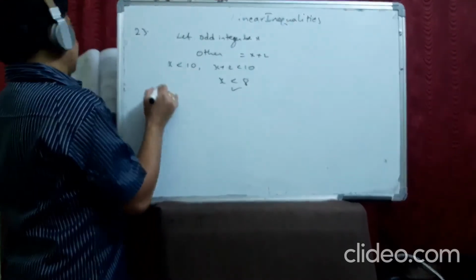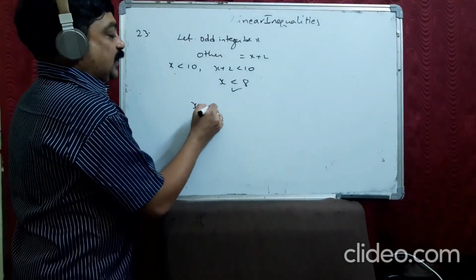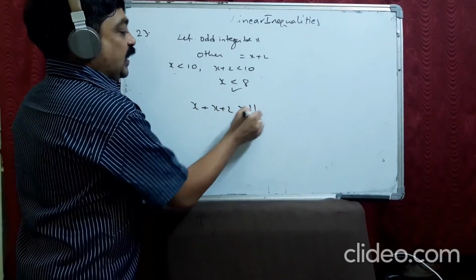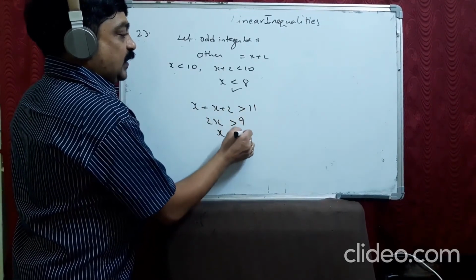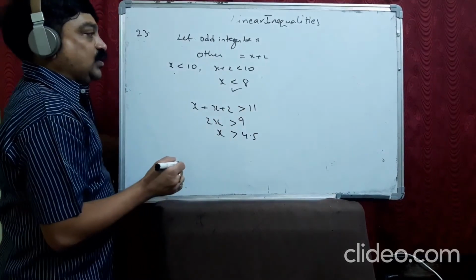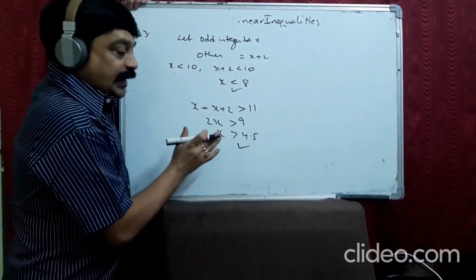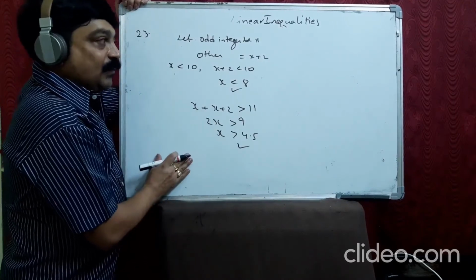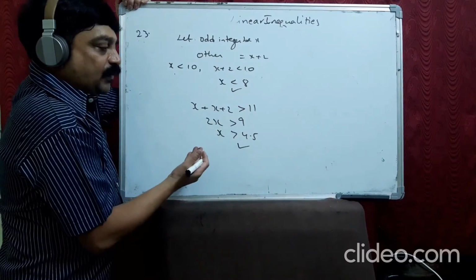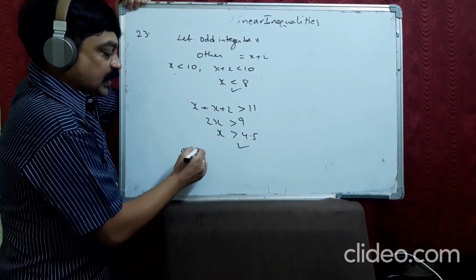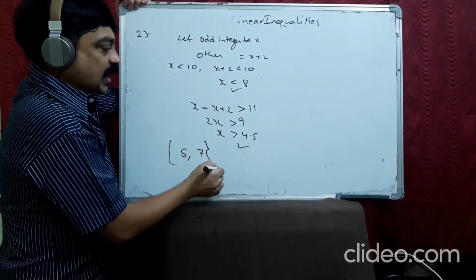Next condition is sum is more than 11. Sum is x plus x plus 2 is more than 11. 2x is greater than 9. x is greater than 4.5. Now the solution is we have to search for the odd integer which is more than 4.5 and less than 8. After 4.5, what will be the odd number? 5, 7, that's it. It should be before 8. So this is the answer.